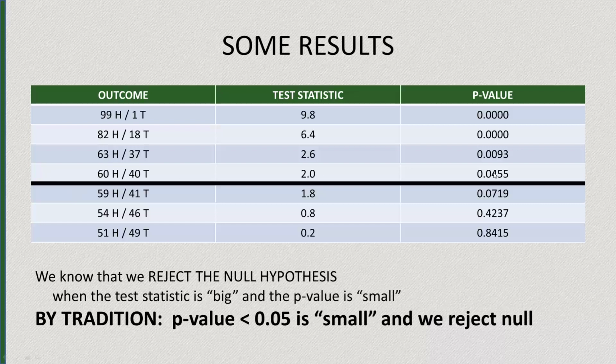60-40, 2 standard deviations away, that p-value is less than 5%. These results up in here will cause us to reject the null hypothesis and conclude that the coin is not fair. Whereas these results down here, the probability is larger than our traditional 5% value, and so we are not rejecting the null hypothesis. Again, that 5% value has no basis other than tradition. But for right now, I will ask you to be traditional. Use 5% as the boundary between rejecting the null and not rejecting the null hypothesis.